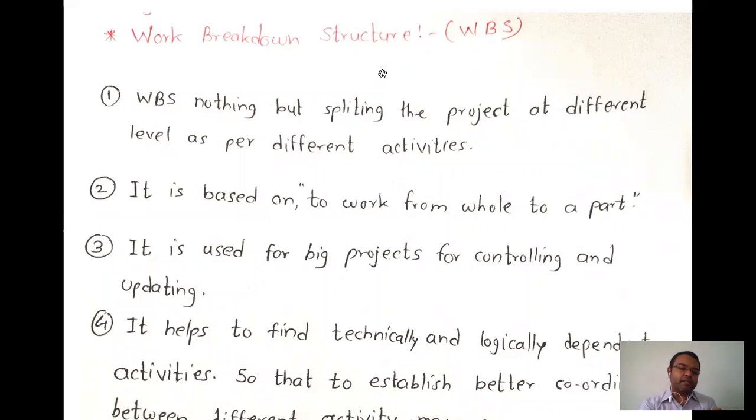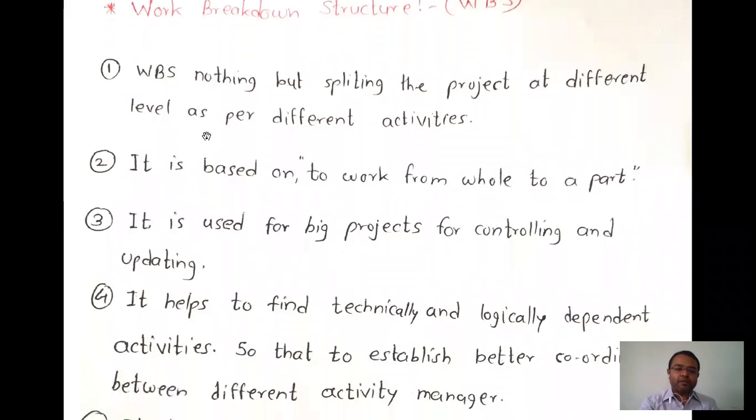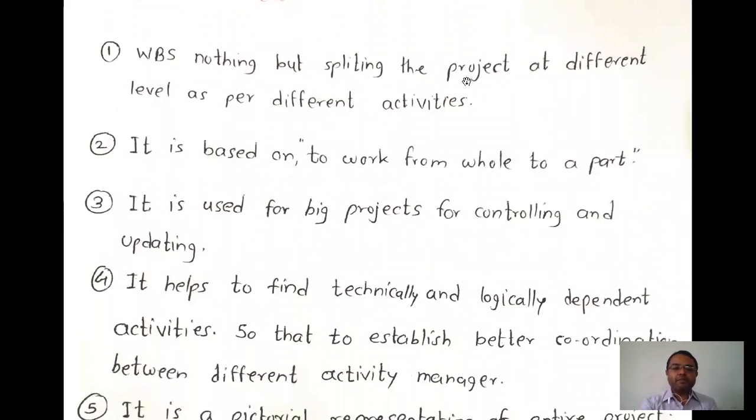Drawing a work breakdown structure means we are breaking the total project into small components. This is the basic idea behind the work breakdown structure. Let us come to the points of this work breakdown structure. It is nothing but splitting the project at different levels as per the different activities. Every project involves different activities, and all the activities are to be done at different levels. As per those different levels and activities, we split the project.